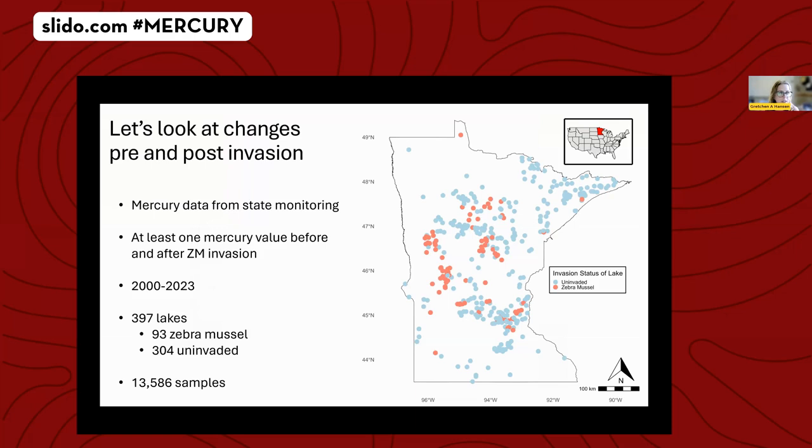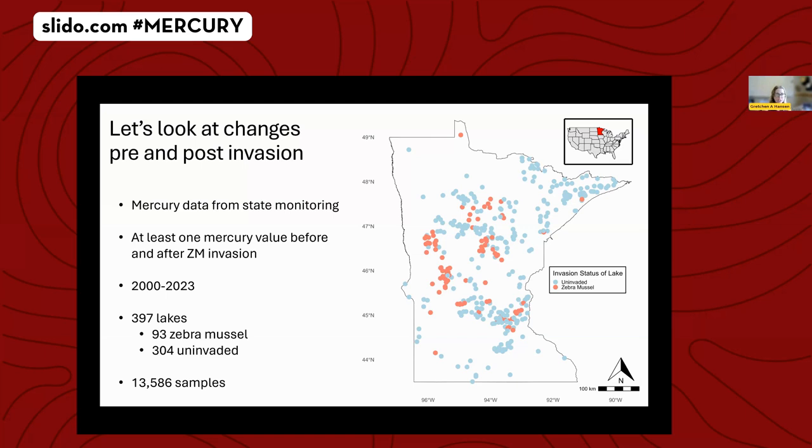So how can we deal with this? What are other lines of evidence we can use? Well, one thing that we can do is look at changes pre and post invasion. And so this is a next phase of this research. We have leveraged fish tissue mercury data collected by the state of Minnesota for decades. We gathered those data and we looked for places that had at least one measurement before zebra mussels got into a lake and then at least one measurement after. So in this way, we could really look for change and at least start to control for other lake level characteristics that might influence mercury by looking at the same lake over time.